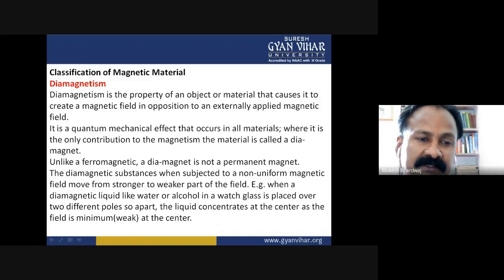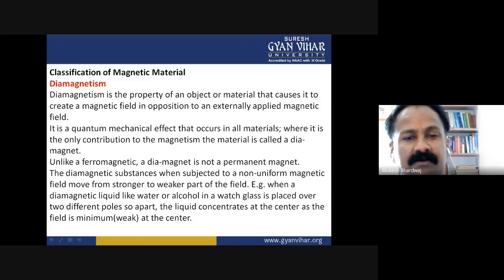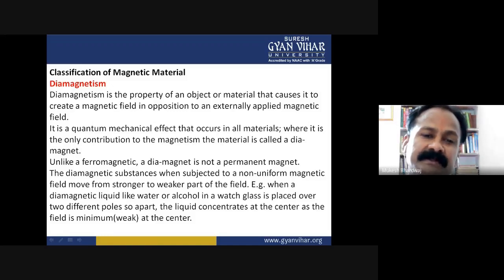Dia means I just relate it with difference or far away. Diamagnetism is the property of an object or material that causes it to create a magnetic field in opposition to an external applied magnetic field. It is a quantum mechanical effect that occurs in all materials. Where it is the only contribution to the magnetism, the material is called a diamagnet.